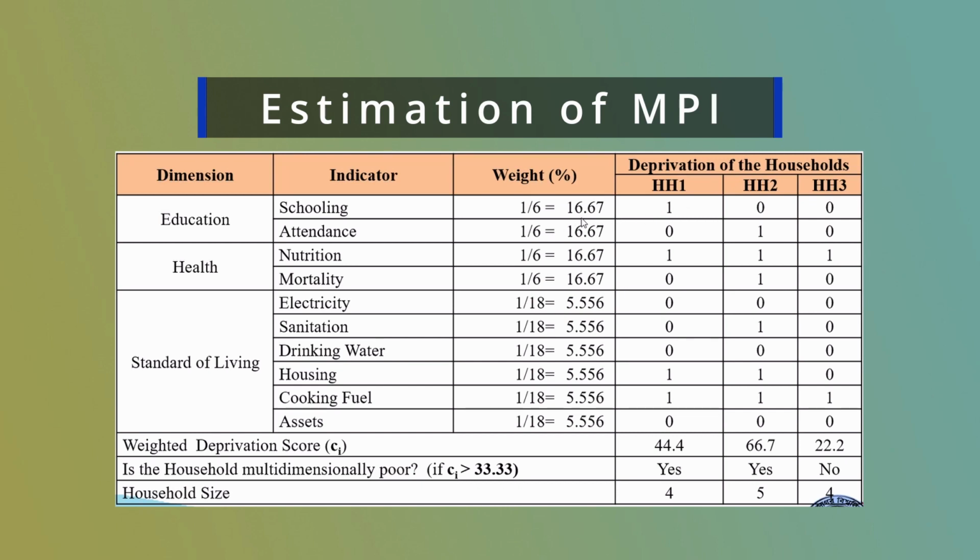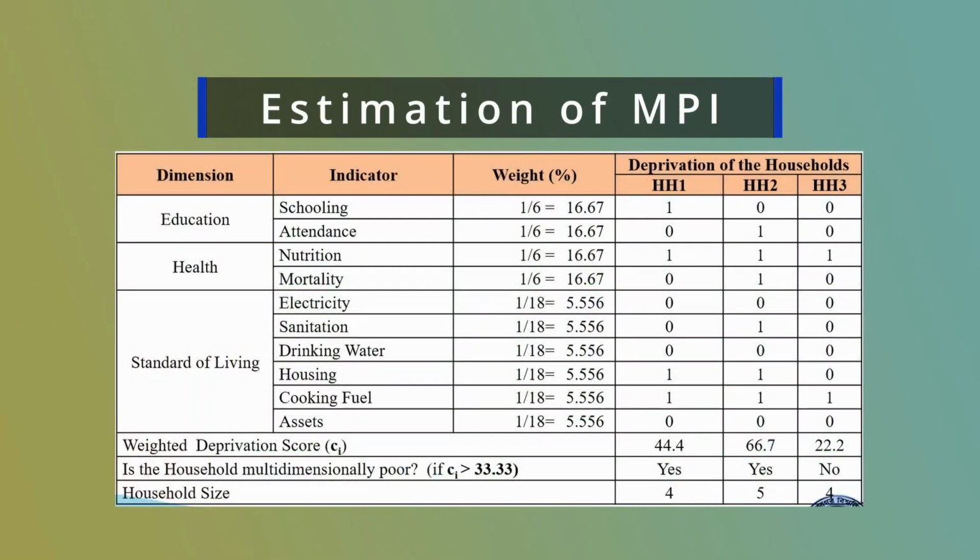1 by 6 means 16.67 and 1 by 18 means 5.556. After multiplying this weight into the deprivation of household 1, we can aggregate the deprivation of the household. The aggregate deprivation score of household 1 is 44.4, for household 2 is 66.7 and for household 3 is 22.2. Now we consider the poverty cutoff, that is multidimensional poverty line or multidimensional poverty cutoff, which is 33.33.